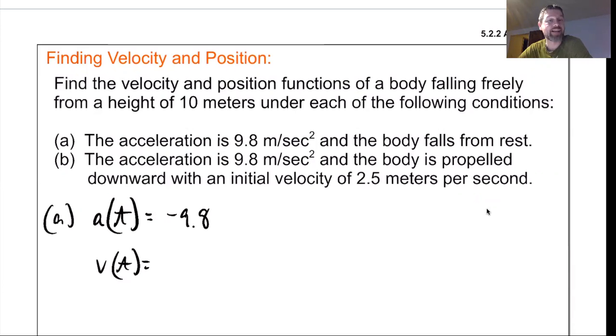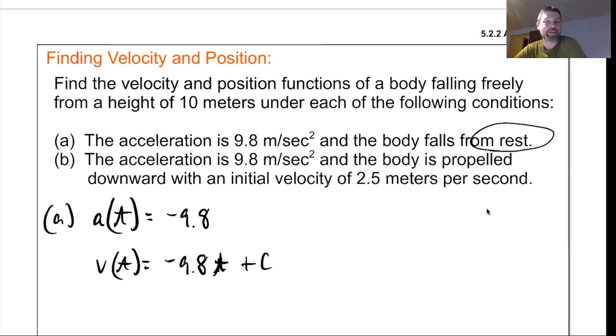Velocity would just be the antiderivative, right? Working backwards, it's going to be 9.8 t, since my variable is t, plus some constant, right? To figure out what that constant is, I need a little bit more information. Luckily, they gave me some information. They said the body was falling from rest.